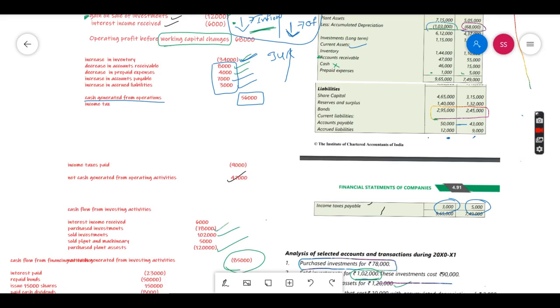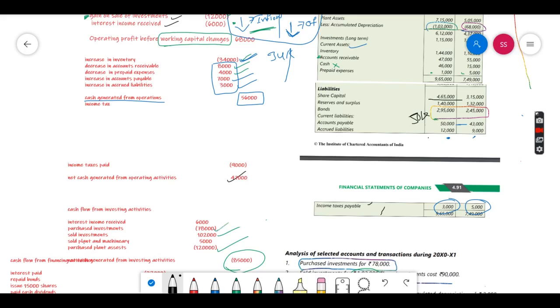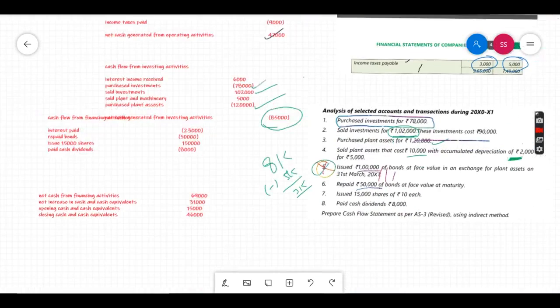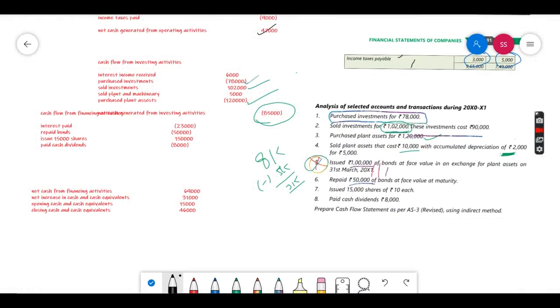They mentioned that the bonds difference is 50,000, and the share capital difference is 1,50,000, which you can correlate with the adjustments. Both are the same. Coming back to the adjustments, first, repaid 50,000 bonds at face value at maturity. So 50,000 cash is going out. Then issued 1 lakh bonds at face value in exchange of the plant asset, for which there is no cash inflow or outflow, so we don't consider that.